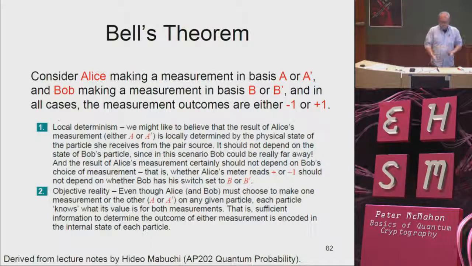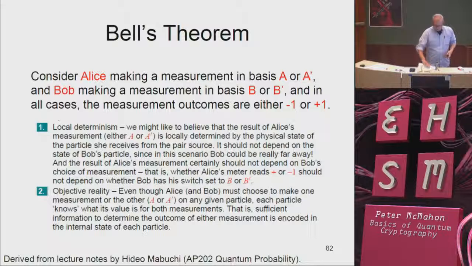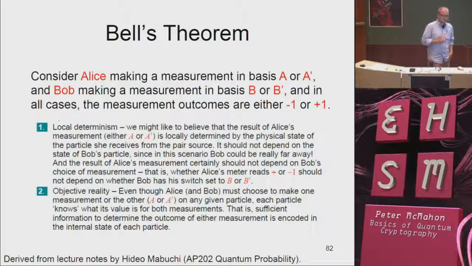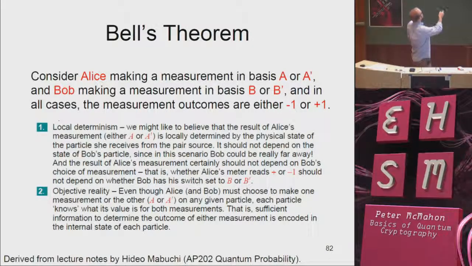If I look at this piece of paper here and look at what color it is, it shouldn't matter what color some other piece of paper somewhere else in the room is. It should only matter what's happening here. The other assumption that Bell made is something that's often referred to as objective reality.